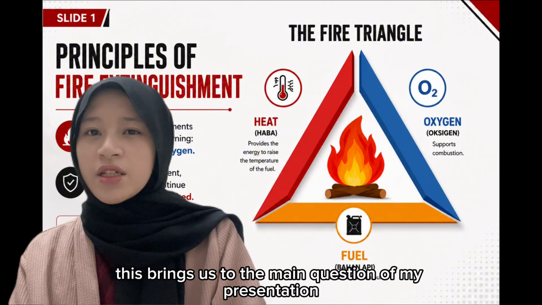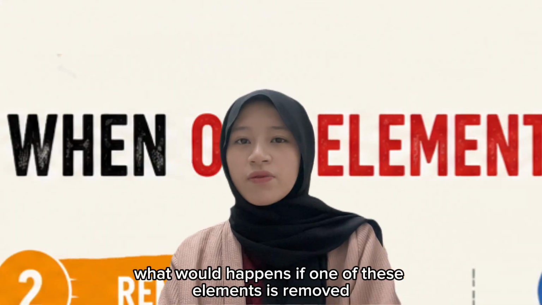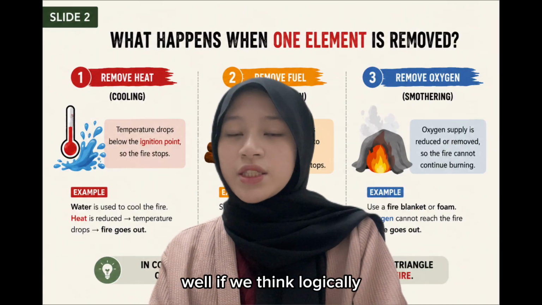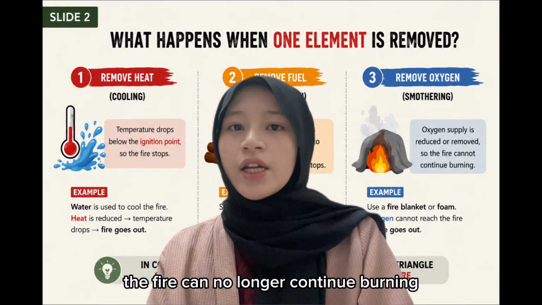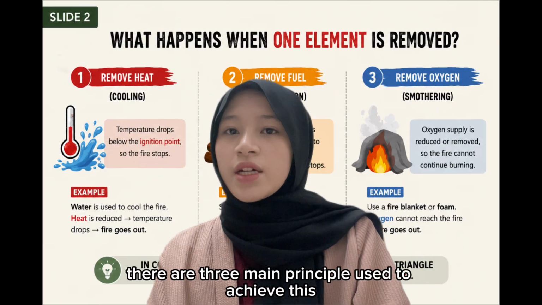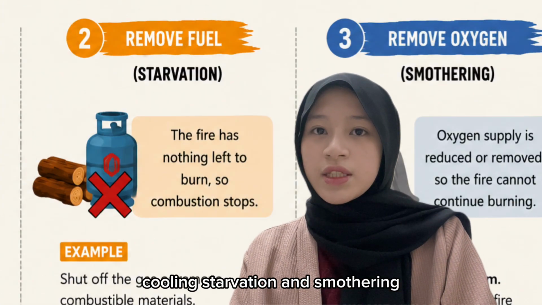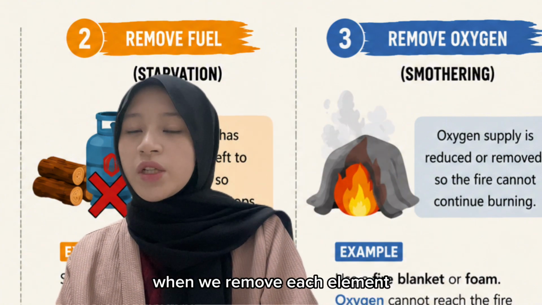So this brings us to the main question of my presentation. What would happen if one of these elements is removed? Well, if we think logically, remove even one element from the fire triangle, the fire can no longer continue burning and eventually goes out. There are three main principles used to achieve this: cooling, starvation, and smothering. So let's take a look at what happens when we remove each element.